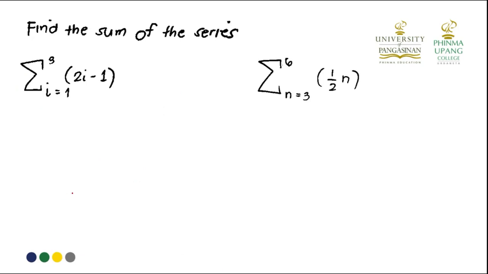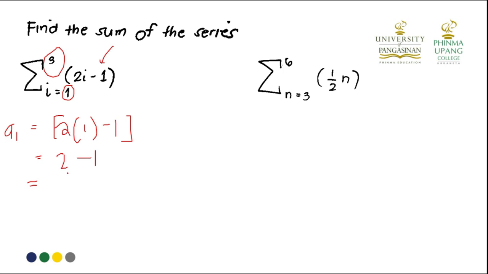Next, find the sum of the series. So, meron tayong 3 dito, meron tayong 1 sa index. So, ito yung ating susundan na formula. As you can see po, we have the i. Lahat ng makikita nyong i dyan, papalitan natin ng 1. Punta tayo doon sa first, kasi ang first niya is a sub 1. So, 2 times 1 minus 1. 2 times 1 is 2. 2 minus 1 is equal to 1.